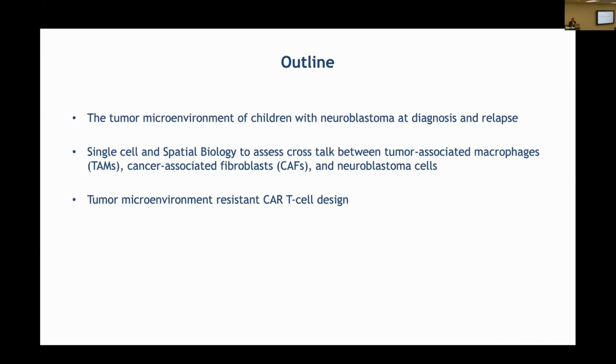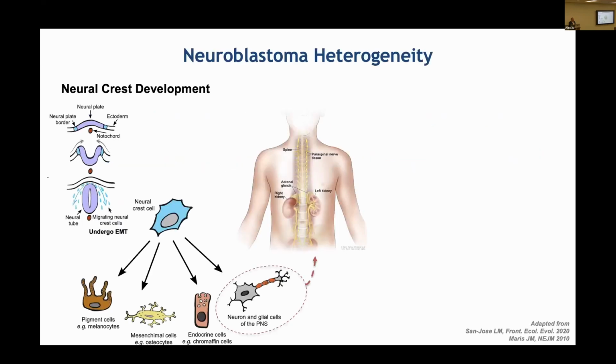So I'll go over a little bit about the tumor microenvironment in this disease, tell you a little bit about the disease, and talk about some of the single cell and spatial biology that we've done to look at the crosstalk between tumor-associated macrophages, TAMs, and cancer-associated fibroblasts, CAFs, and these tumors. And I'll throw in a little bit at the end of a CAR T cell design that we've looked at to combat this tumor microenvironment. There's a little bit of therapy at the end as well.